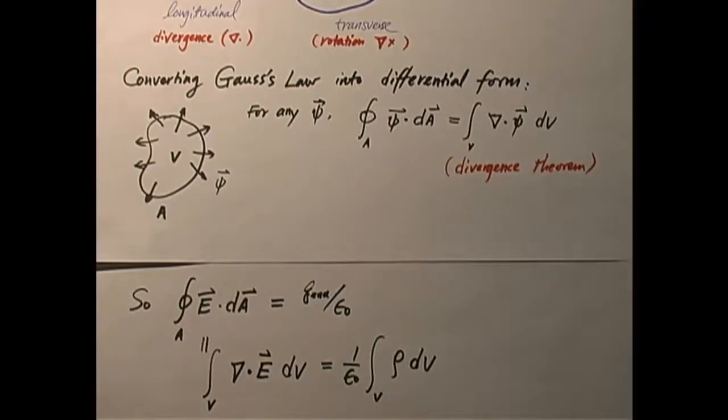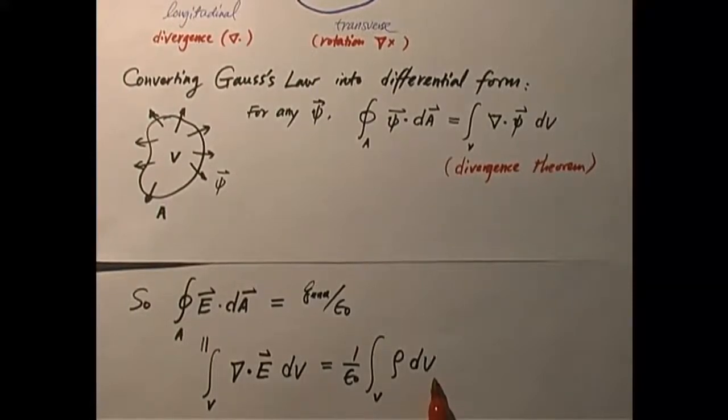But our situation is a little different. You notice that this V is not a fixed volume. Rather, it can assume any shape and size. V is an arbitrary volume, just like the area A is an arbitrary area, and therefore these two integrals are always equal to each other, no matter what region of integration you choose. That means the two integrands must be the same.